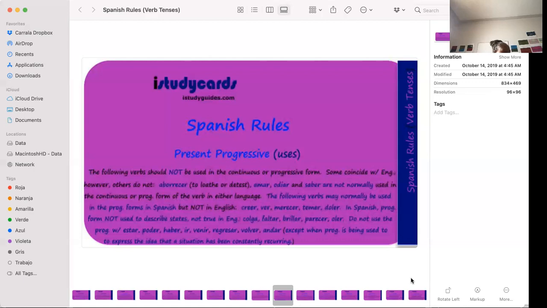So let's look at this again. There are verbs that normally, in one language or the other, and sometimes in both languages, you do not use or you do use the present progressive form or the present participle form. Let me see anything that I think may need explanation. The following verbs may normally be used in the progressive form in English, but not in Spanish. Creer, ver, merecer, tener, doler.